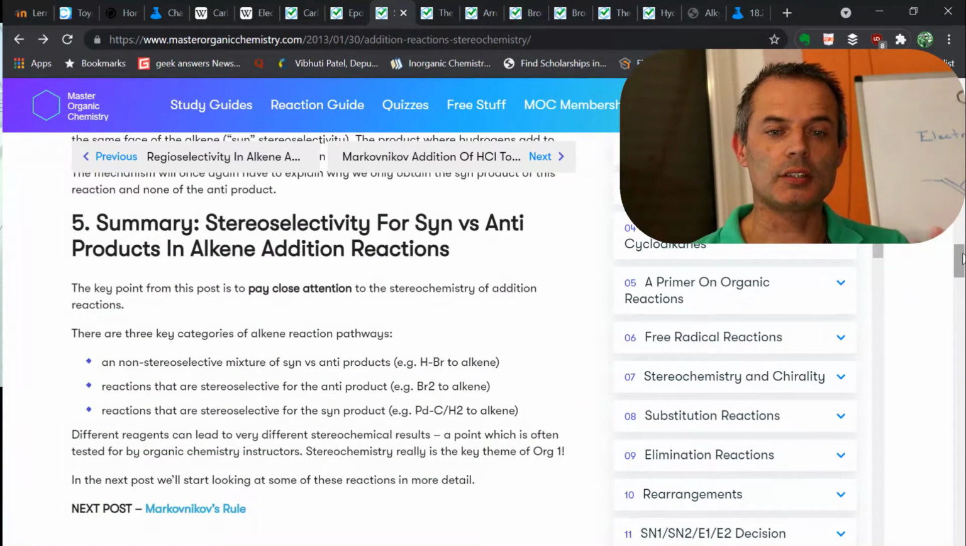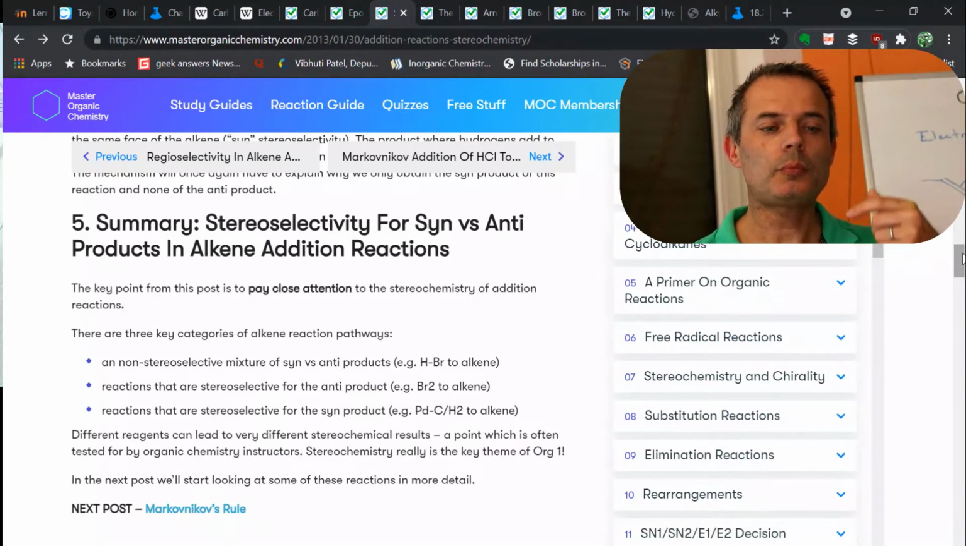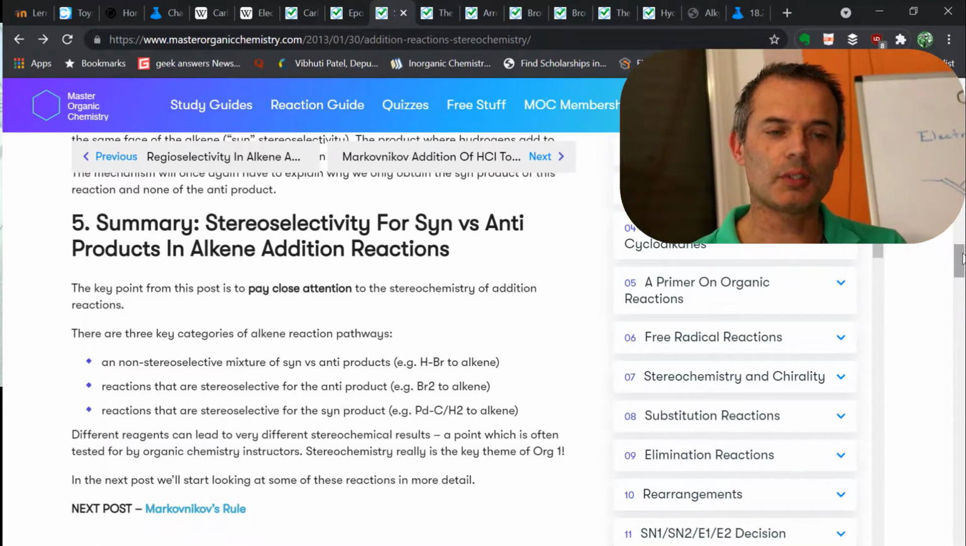So what we can see is that there are a variety of differences. We can either attack only from opposite sides, or only from the same side, or from both.